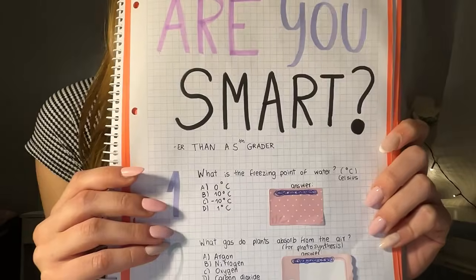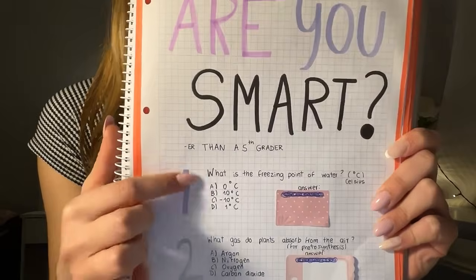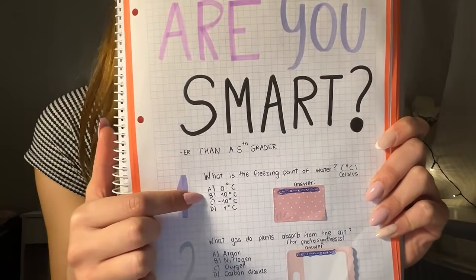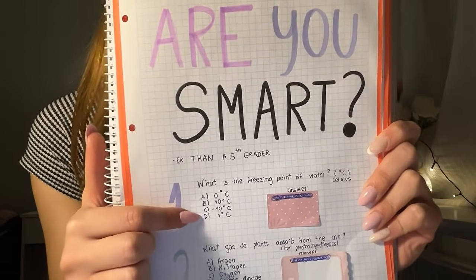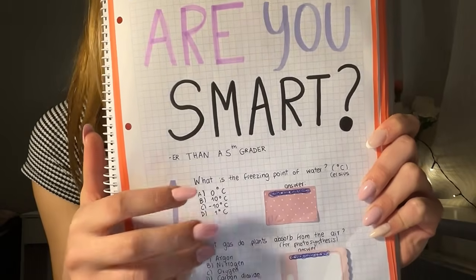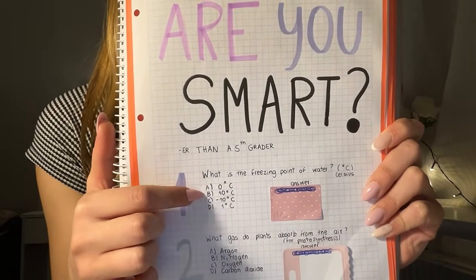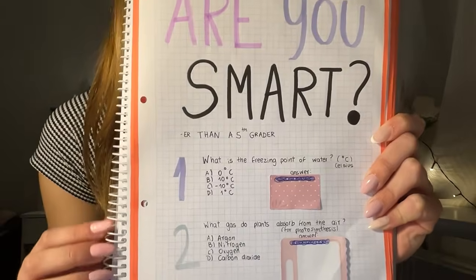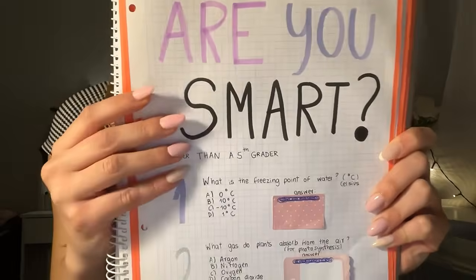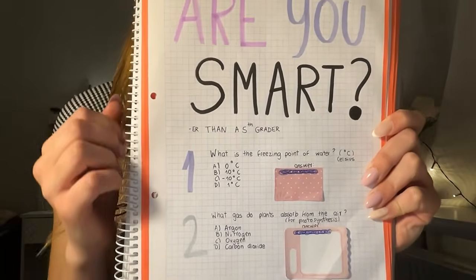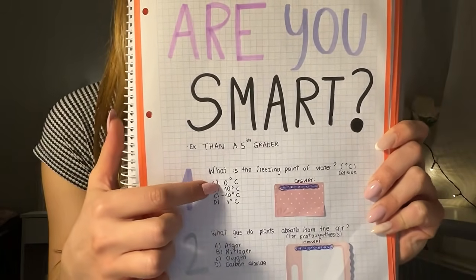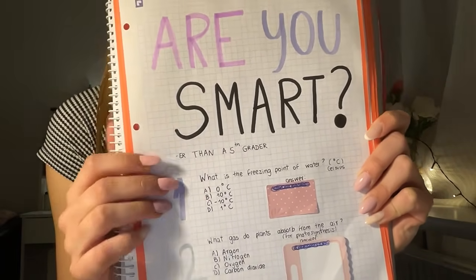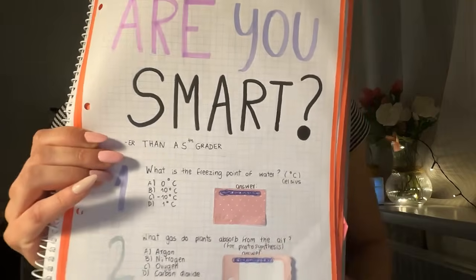The freezing point of water. So we have our options. Is it 0 degrees Celsius, 10 degrees Celsius, minus 10 degrees Celsius, or 1 degree Celsius? A, B, C, or D? What is your guess for question number 1? Zero, 10, minus 10, or 1? Okay, will you lock in your answer?